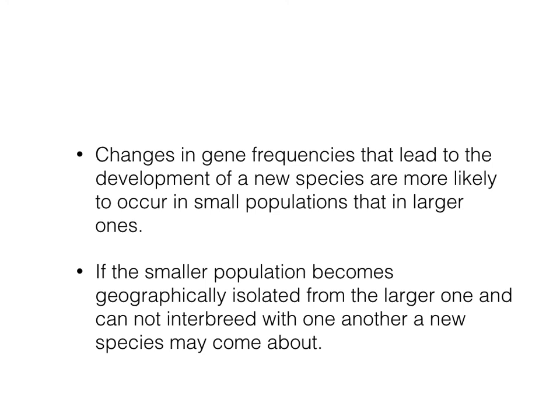Changes in gene frequencies that lead to the development of a new species are more likely to occur in small populations than larger ones. Obviously, in a large population, for an allele or a trait to permeate the population, it would take a large amount of time, many generations. Whereas if the population is only 10 individuals, the trait could very easily enter the population. If a smaller population becomes geographically isolated from a larger one and cannot interbreed with it, a new species may come about.